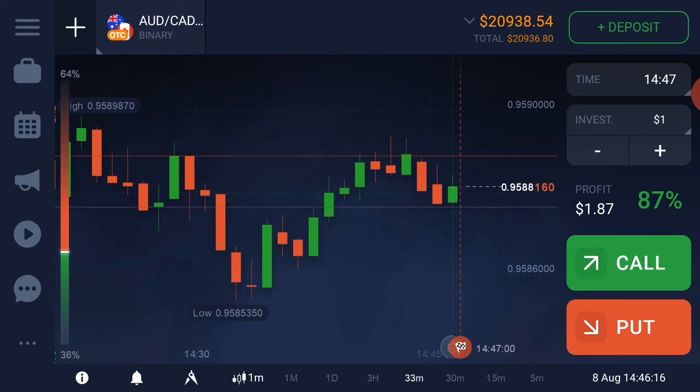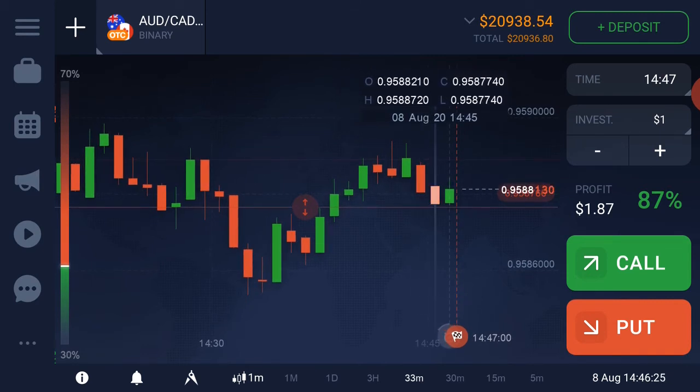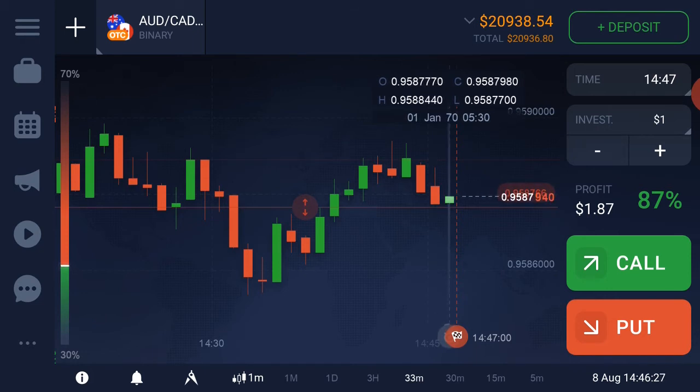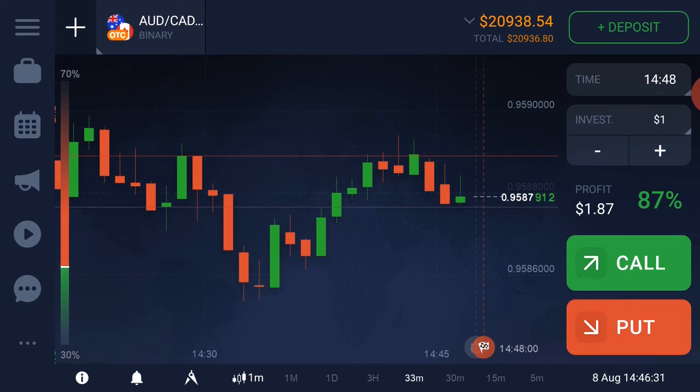Okay, look, this level didn't break from the market. The sellers didn't have enough strength to break this level, which means the buyers are entering here. So this level is working very well. We have to wait.